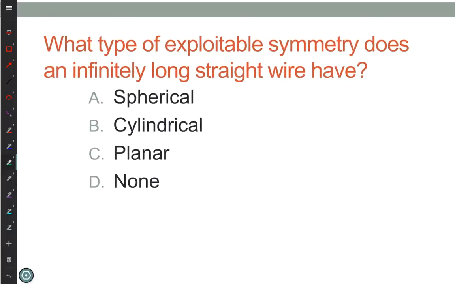Another non-clicker-ish question for you. What type of exploitable symmetry does an infinitely long straight wire have? None is not the answer. It seems like one. Cylindrical. Cylindrical, because if you put an infinite length cylinder around it, then you would have no difference depending on where you are.